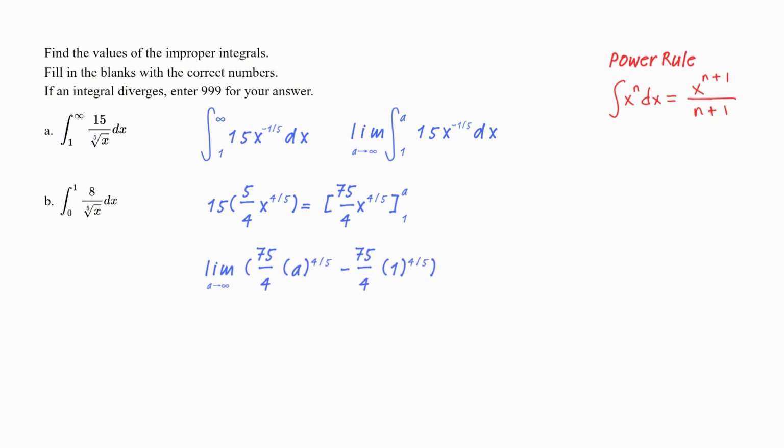When we substitute a and let it go to infinity, a to the power of 4 over 5 just keeps getting bigger and bigger. It never stops. Since the result is infinity, the integral diverges. Following our instructions, we will enter 9, 9, 9.